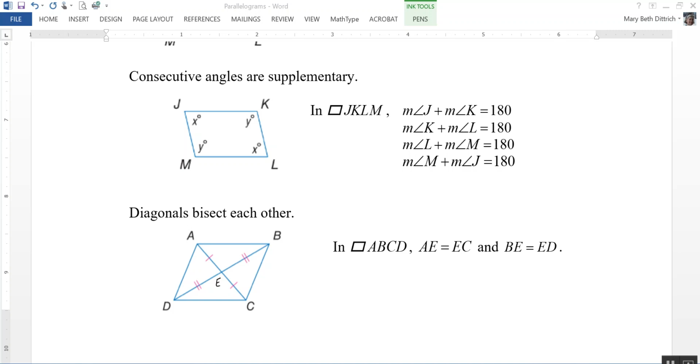The diagonals of a parallelogram bisect each other. That means that they cut each other in half. So here we have parallelogram ABCD with diagonals AC and BD, and diagonal AC cuts diagonal BD in half. So BE is the same length as ED, and AE is the same length as EC.